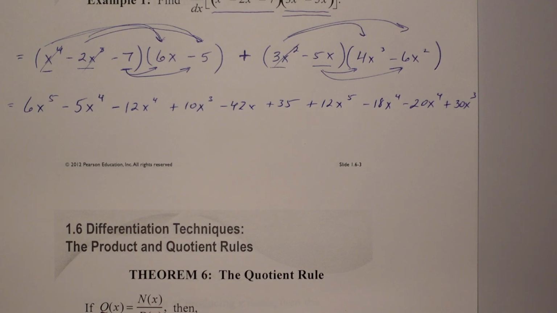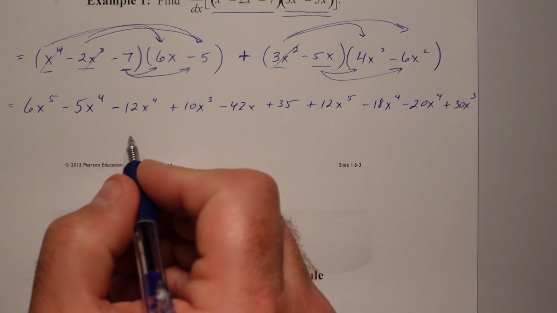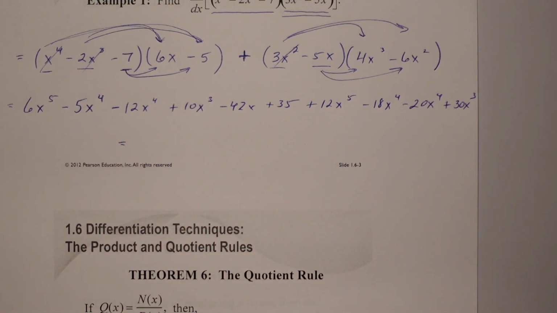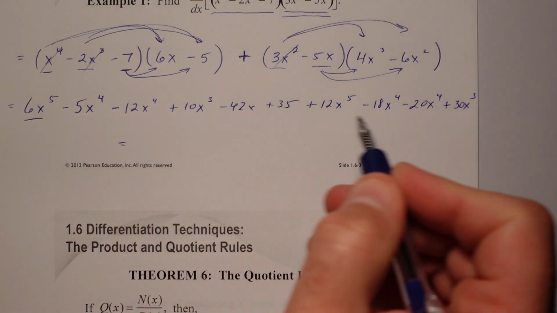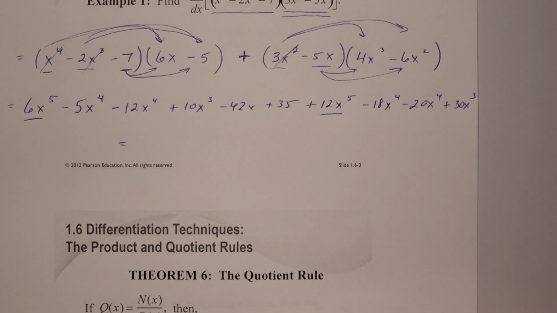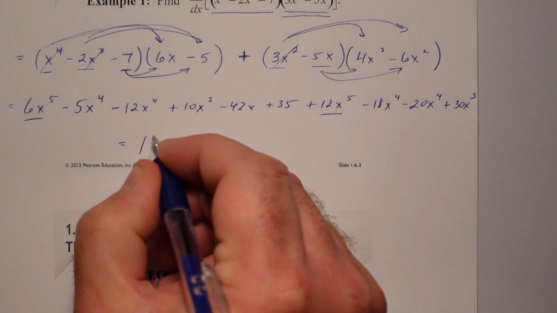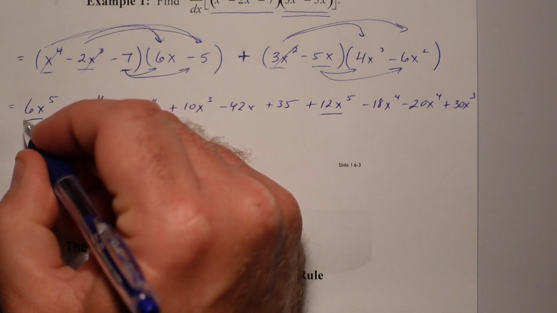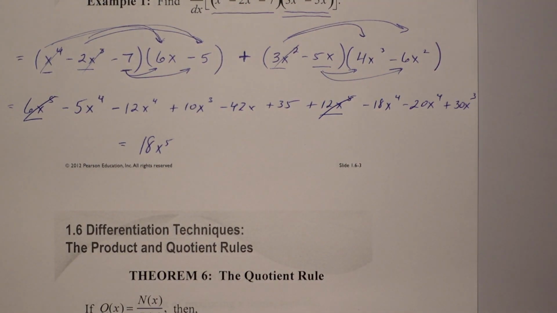And really at this point, we're just going to go through and combine some like terms. Start with your largest exponent and work your way down. So I've got 6x to the fifth, 12x to the fifth. That's 18x to the fifth. I like to cross these off as I go so I don't accidentally miss anything or add something in twice.